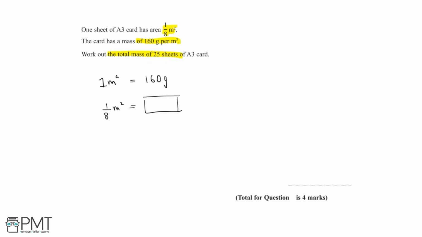Now to get from 1 to 1/8, we multiply by 1/8, which is the same as dividing by 8. Now doing the same thing on the other side, we'll do 160 multiplied by 1/8, which is 160 divided by 8, which is equal to 20 grams. So now what we found out is that one sheet of A3 card has a mass of 20 grams.